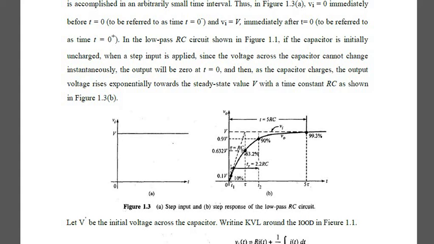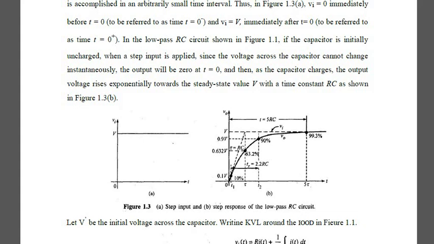So the time required for the output voltage V naught of t to reach 1/10 of its final value is readily found as 0.1 RC. So 1/10 means the initial point. If you have 10 units over here, and the first unit is 1/10, that is the time required for the output voltage to reach 1/10 of its final value, 0.1 RC, and then the time to reach 9/10 of its final value.